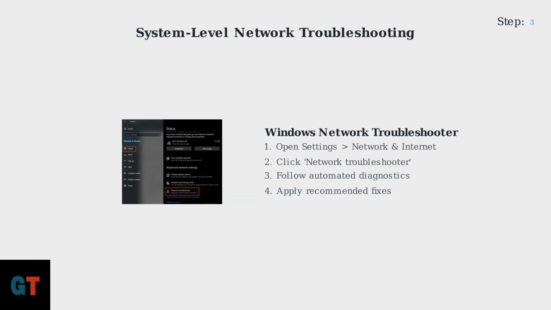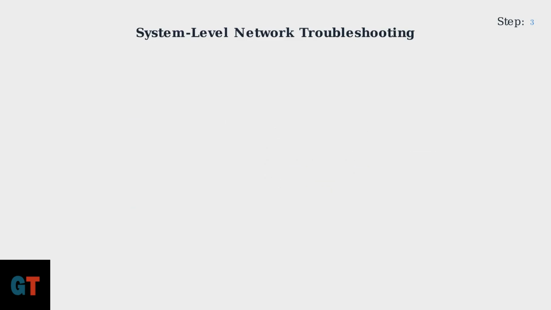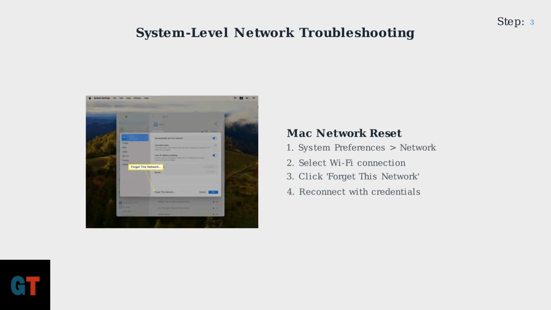System-level network troubleshooting varies by operating system. Windows users can utilize the built-in network troubleshooter to automatically detect and resolve connectivity issues. Mac users should reset network settings when experiencing persistent connectivity problems. This process clears corrupted network configurations and restores default settings.